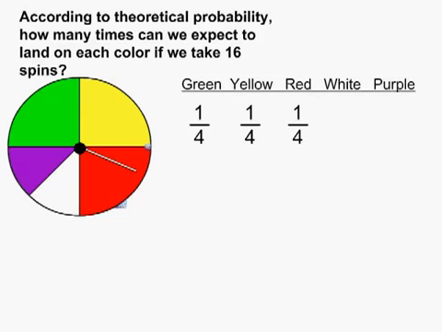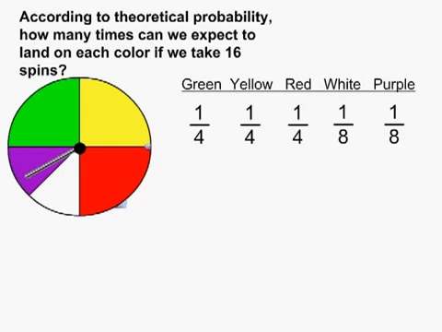Therefore, the probability of each of these colors being landed on is 1/4, or 1 chance out of every 4 spins. Examining the white and the purple slices, we can see that each one of those occupies 1/8 of the area of the spinner. So we would say the probability of those colors being landed on is 1/8 each, or 1 out of every 8 spins. All of the theoretical probabilities which we just listed are expressed in lowest terms.